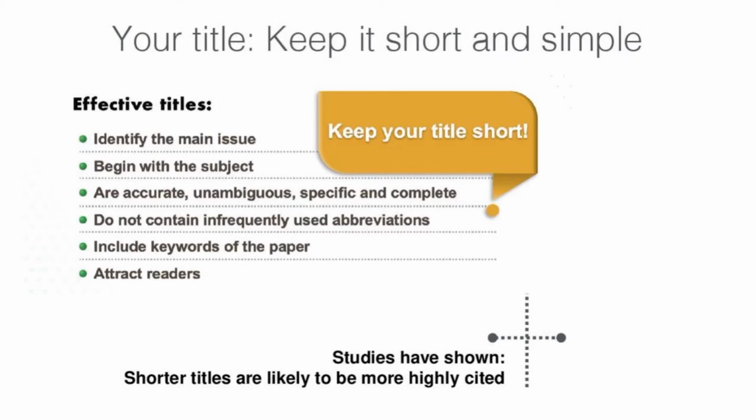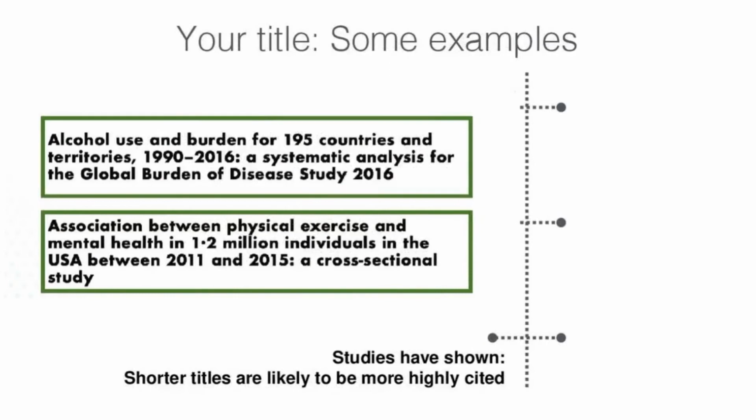Don't get infrequently used abbreviations into the title, and make sure you include keywords in the title that are different to the keywords that you're going to use in your keywords section. Different words. Why is that? Well, search engines use titles and keywords to discover papers online. If you use the same words in the keywords as you've already used in the title, you are wasting a keyword. Different words in the keywords to the words in the title.